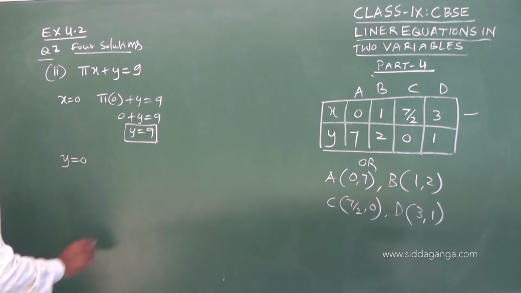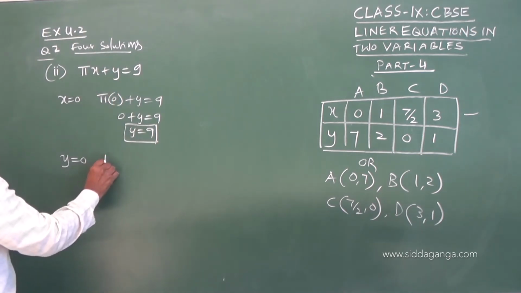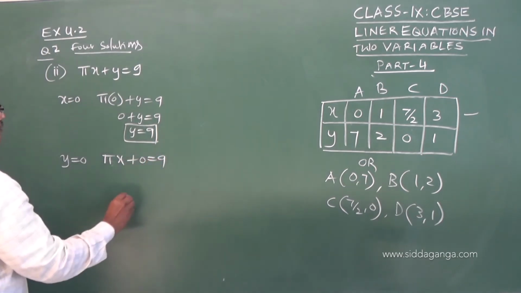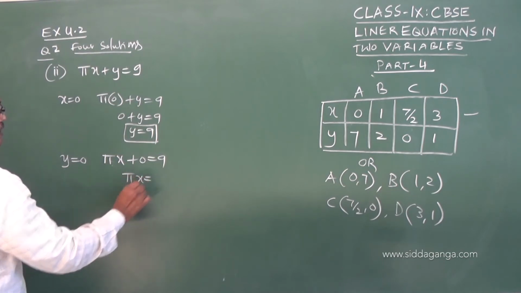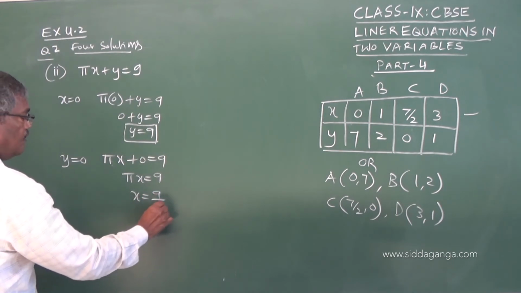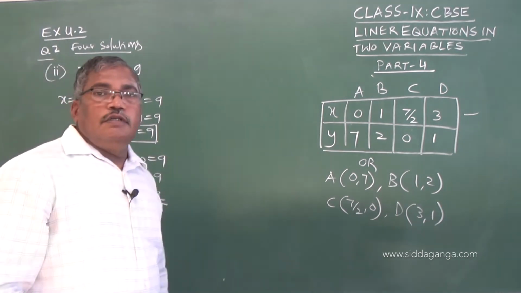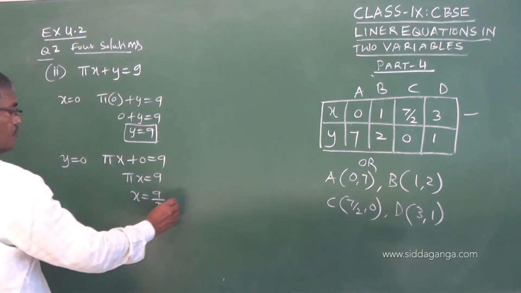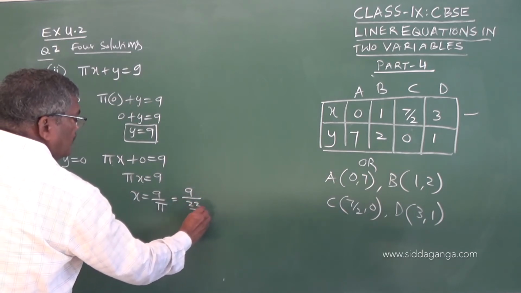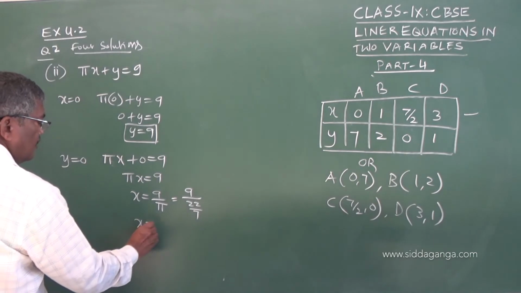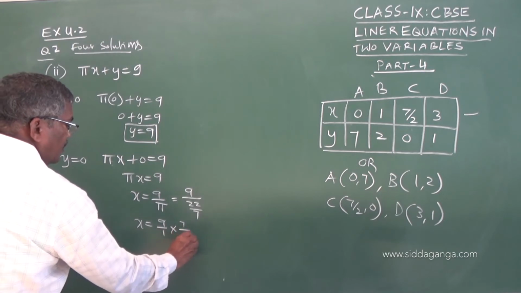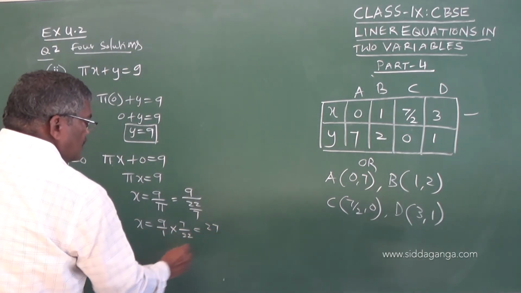So, y is 0, pi into x plus 0 equals 9, pi x equals 9, x equals 9 divided by pi. And you know that pi is 22 by 7. So, therefore, I will write 22 by 7. This becomes 9 by 1 into 7 by 22. So, 63 by 22.